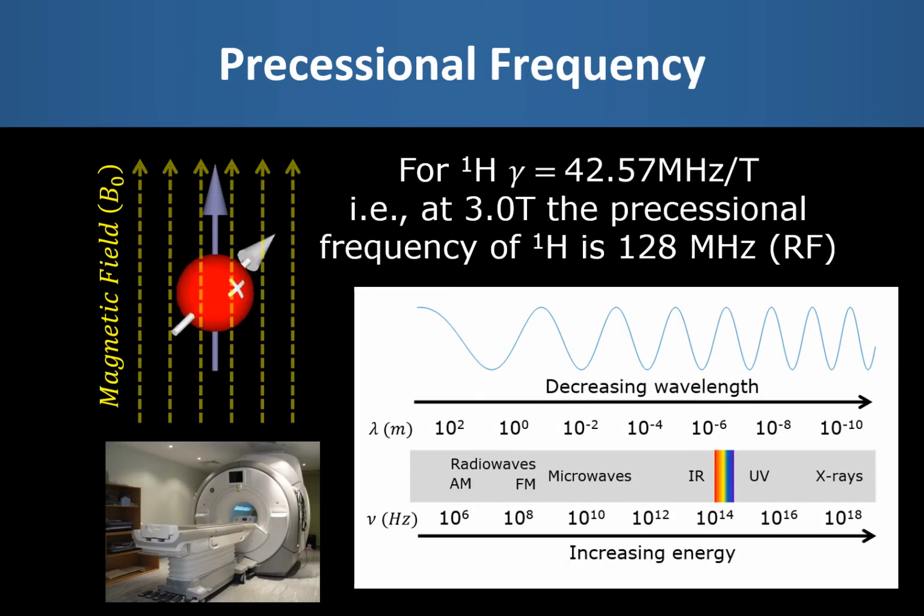As we have seen in the previous slide, the precessional frequency is dependent upon the strength of the magnetic field. And in our 3 Tesla MRI, protons, which have a gyromagnetic ratio of 42.57 MHz per Tesla, will precess at a frequency of 128 MHz. This is in the radio frequency part of the electromagnetic spectrum and is therefore a much lower frequency than those associated with X-rays. Hence why MRI is considered a non-ionizing imaging modality.